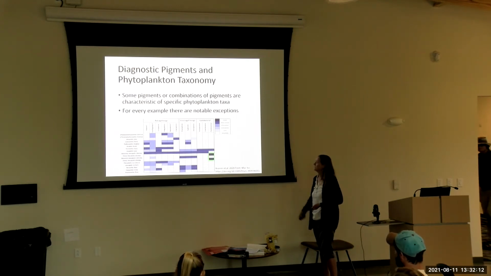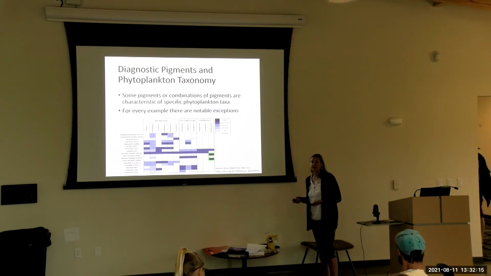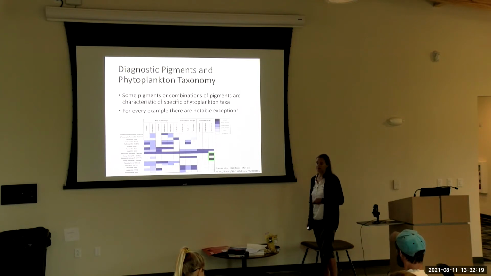So the first one is, yay, divinyl chlorophyll A and B is Prochlorococcus, and it's only found in Prochlorococcus. So if you have that, you know what you have in the water. So check for that, yay.